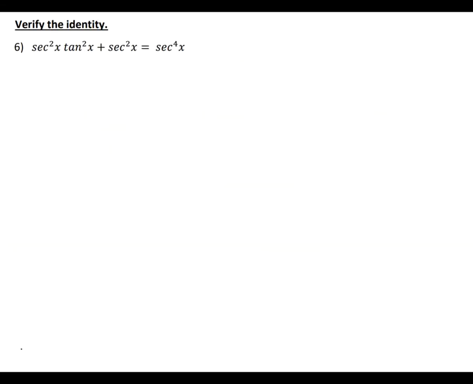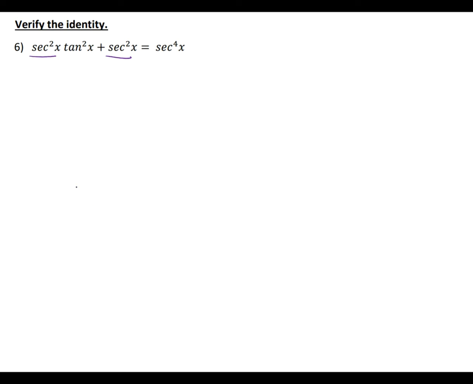Alright. We have to verify the identity. Typically, we work with a side that is more complicated. So which side is more complicated, the left or the right? The left. Okay. So with the left side, I'm noticing I see 2 of those. What should I do?